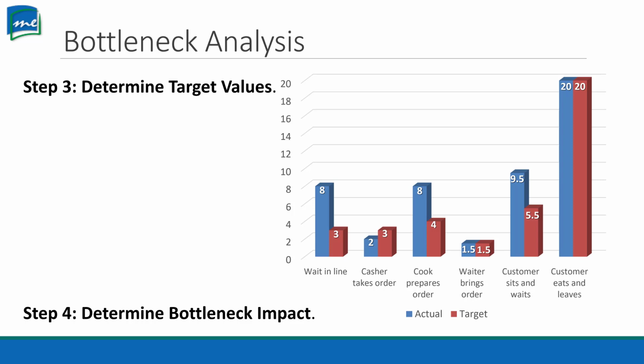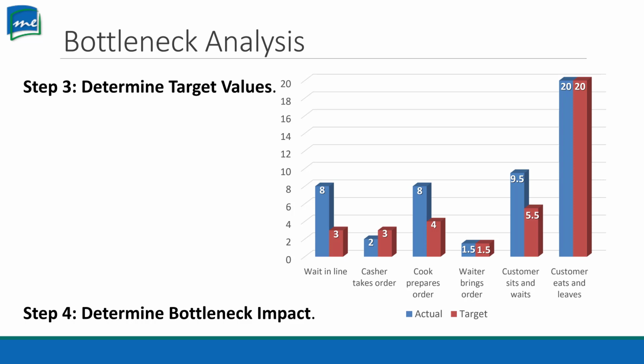So how do you determine what the bottleneck is? When we look at step 4, we need to determine that. If we look at the actual compared to the target, you can see the bottleneck relatively easily on this one because the actual is bigger than the target. Waiting in line, 8 minutes versus 3 minutes. The cook prepares the order is 8 minutes versus 4 minutes. And then the customer sitting and waiting is 9.5 minutes when it should be 5.5 minutes.